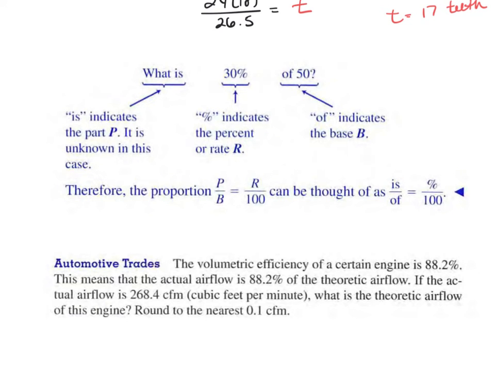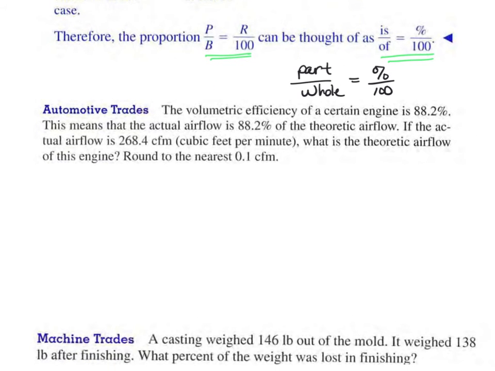So you might see it like this. You might see it as the part to whole is the percent to 100. Now the percent is not a decimal equivalent. It is actually the percent. So on our first example, the volumetric efficiency of a certain engine is 88.2%.